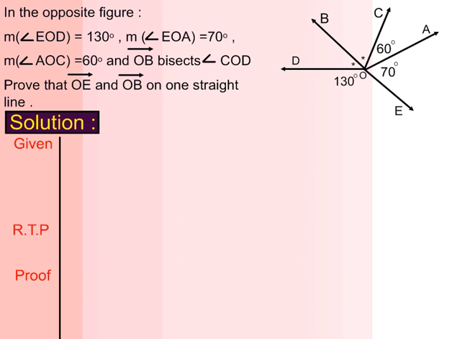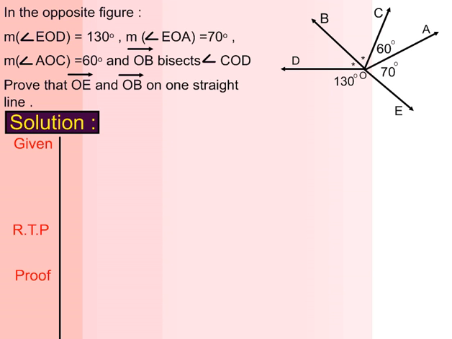Again, my dear students, let's take the second exercise. We have in the opposite figure the measure of the angle EOD equals 130 degrees, the measure of the angle EOA equals 70 degrees, and the measure of the angle AOC equals 60 degrees, and ray OB bisects the angle COD. Prove that ray OE and ray OB are on one straight line.